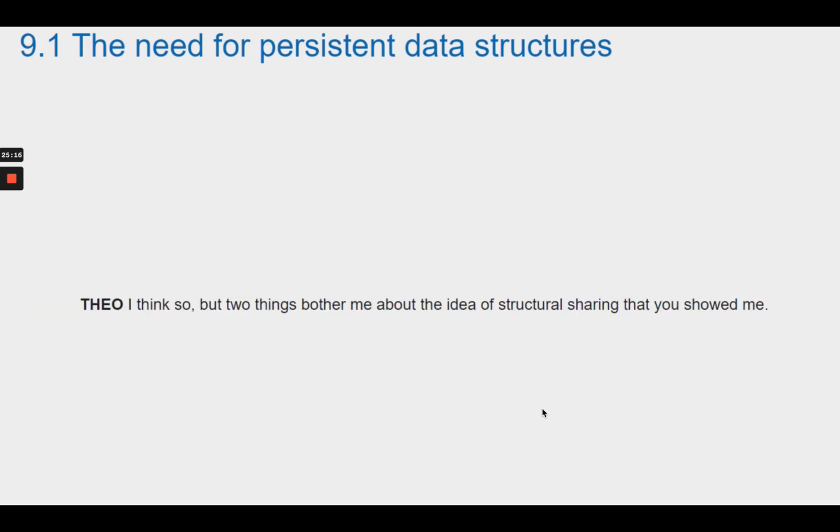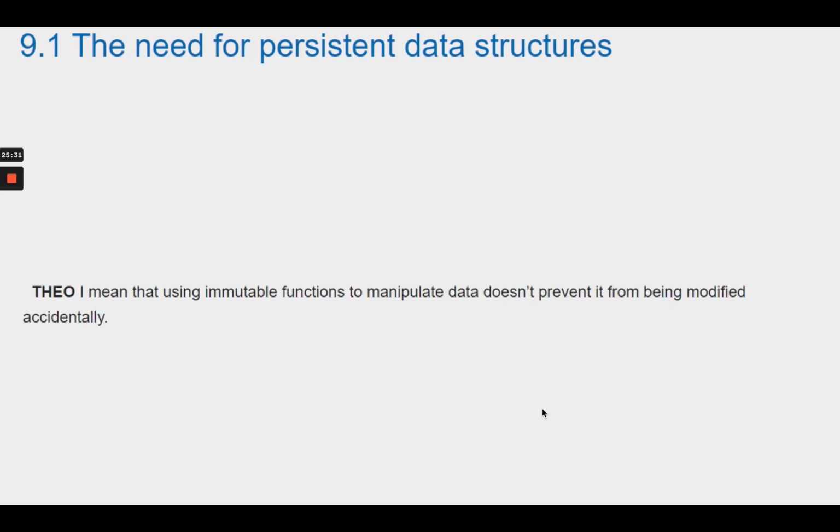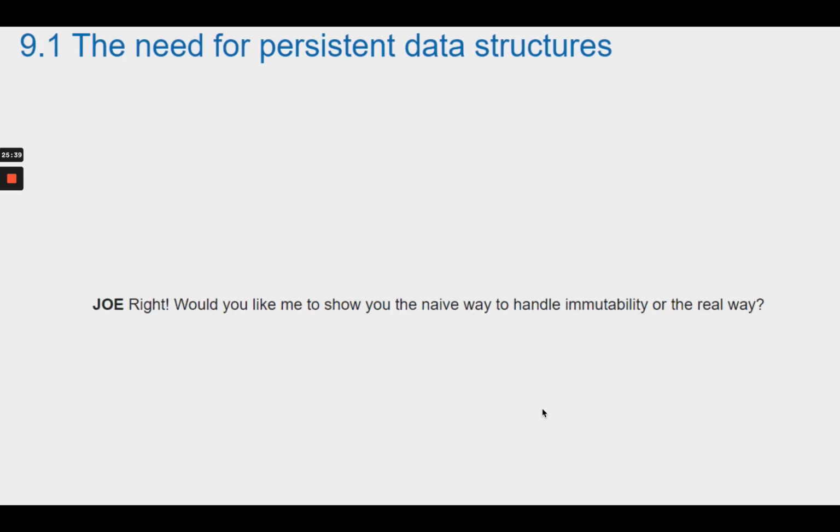Theo, I think so, but two things bother me about the idea of structural sharing that you showed me. Joe, what bothers you, my friend? Theo, safety and performance. Joe, what do you mean by safety? Theo, I mean that using immutable functions to manipulate data doesn't prevent it from being modified accidentally.